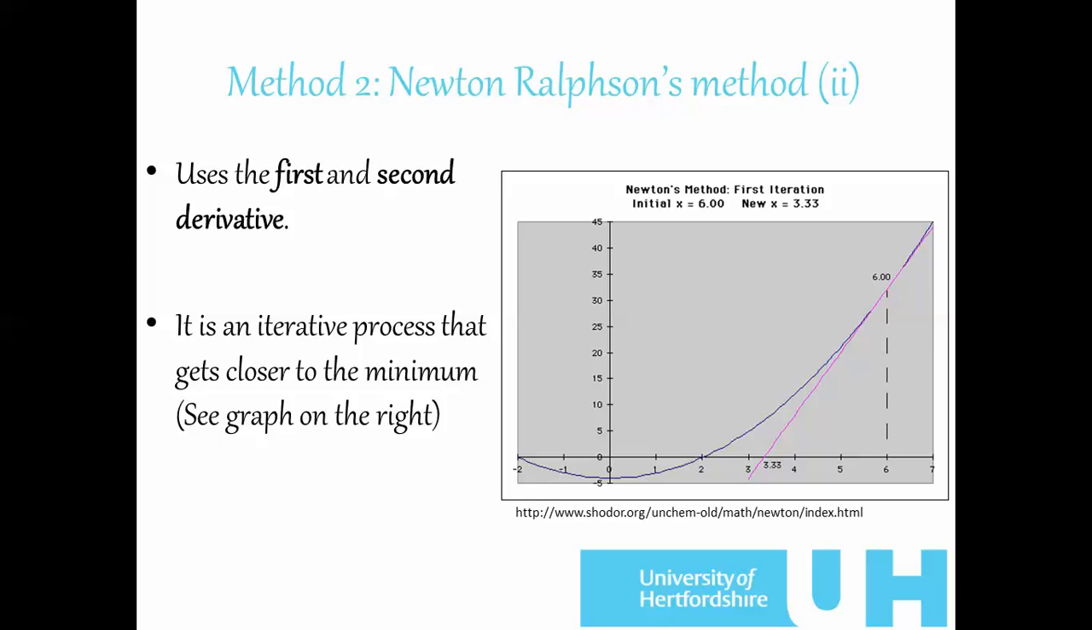The way the Newton-Raphson method works is it uses the first and second derivative, and it's an iterative process just like the secant method as well. As we can see in the graph, the line is getting closer and closer to the minimum. So we can see that it's moving closer and closer with each iteration towards the minimum.